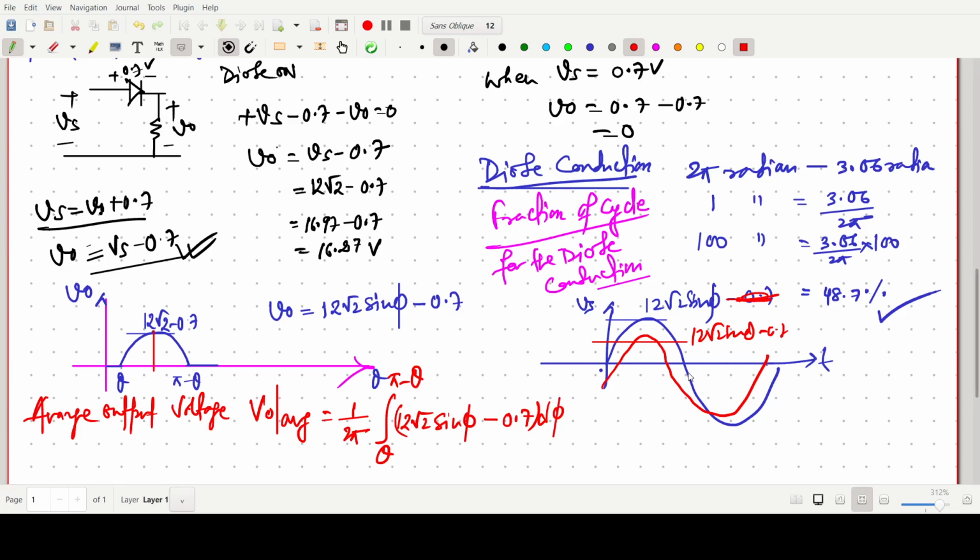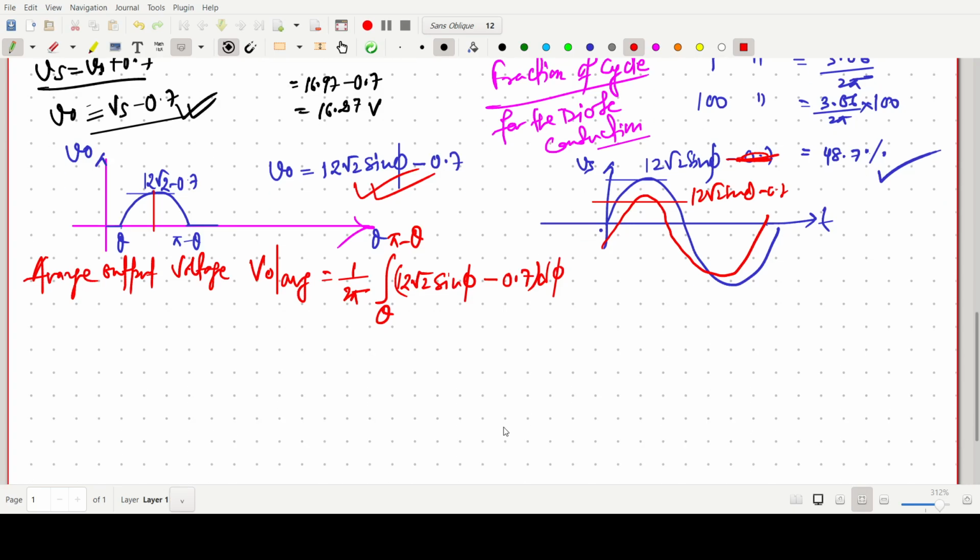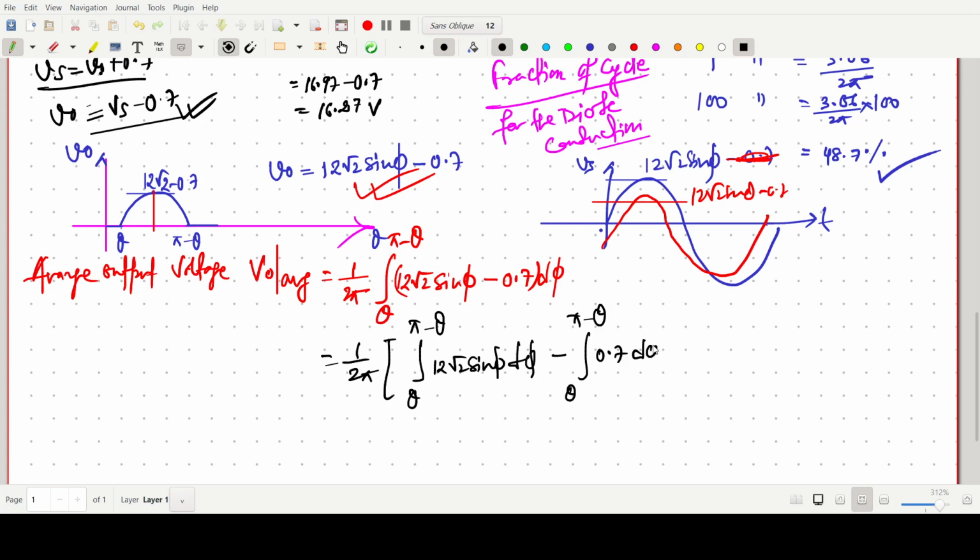Is it okay? Means how to do this one, 12 root 2 sin phi, the sinusoidal minus 0.7, then it will be down by the peak value 12 root 2 minus 0.7. So this one is the expression. Okay, so now we have to solve this integral. For this integral, one can simply write 1 by 2 pi, and it is better to write the integral from theta to 2 pi minus theta of 12 root 2 sin phi d phi, minus the integral from theta, we will go step by step, of 0.7 d phi.